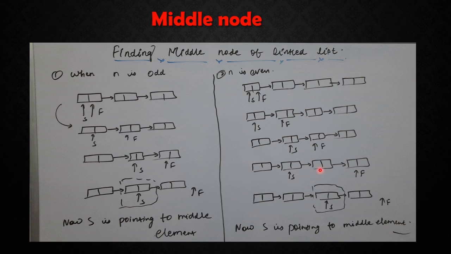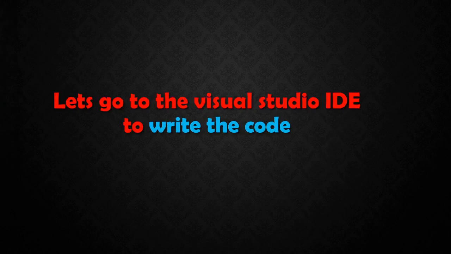Again we move fast one step, and then again fast two steps, right? So the fast has become null, and when this fast has become null, that means at this point the fast has moved two steps forward, right? So again we'll allow this slow to move here, and now this fast has become null, so the slow pointer is pointing to the middle node. So this will be our middle node. Okay, fine. So now let's go back, and now we'll write the code for this approach.